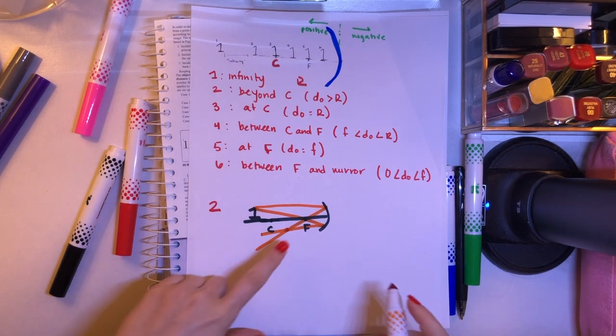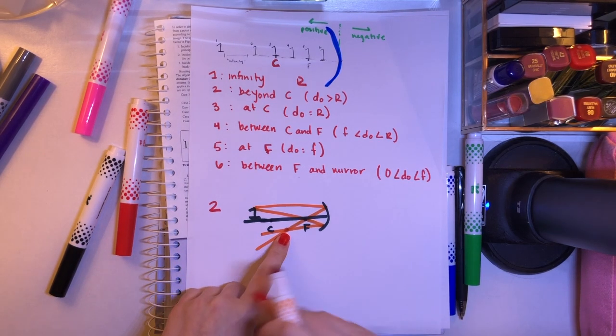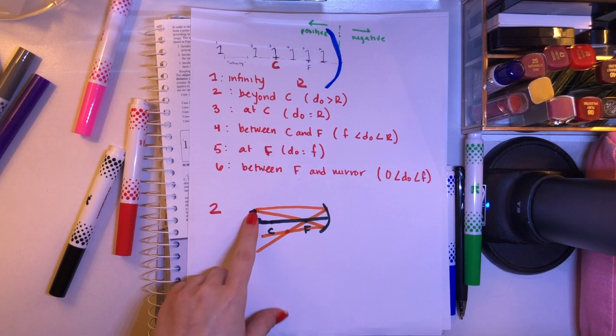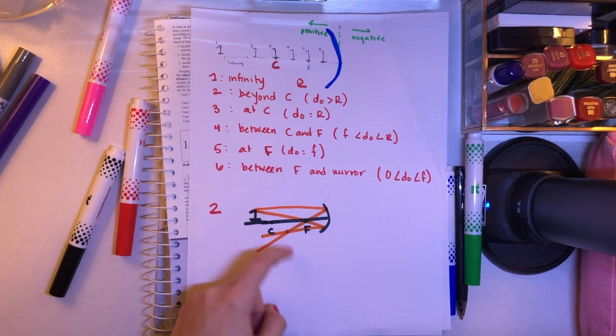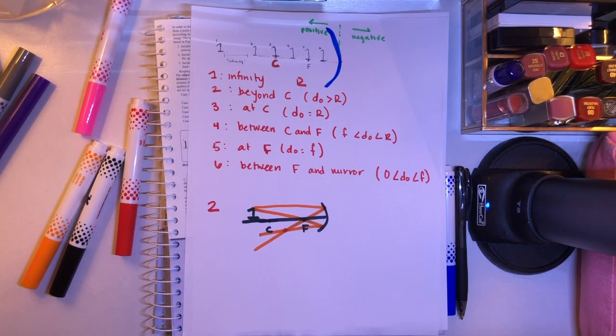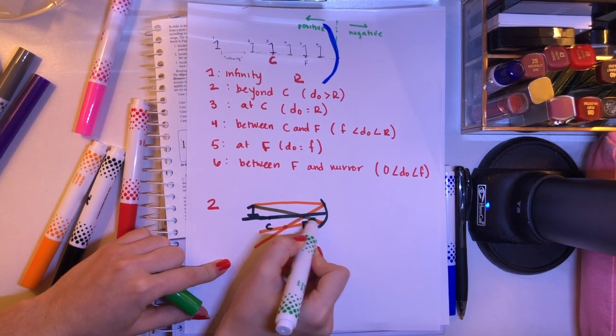Notice here they intersect in a place that is in front of the actual object, so it's closer to the mirror than this one is, and it's also underneath this line. So what does that mean? It means the image, here I'll actually trace the F ray in a different color so you can see.